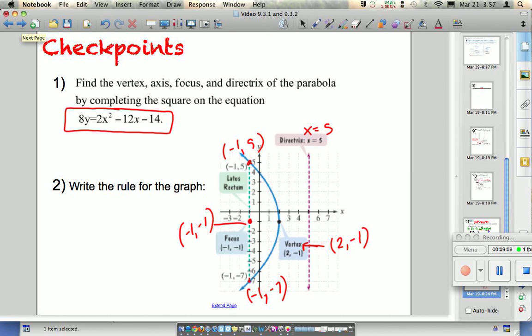Bring in your questions to class. We'll definitely be going over completing the square, but it's no different. Complete the square and then try to rewrite things in standard form.